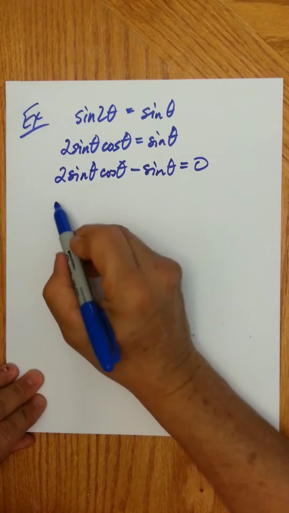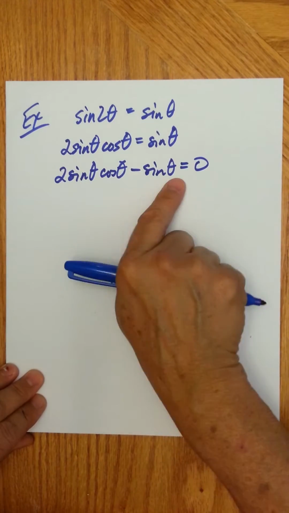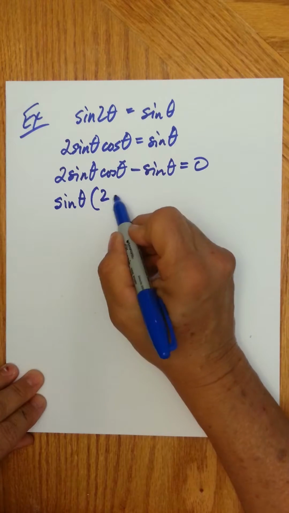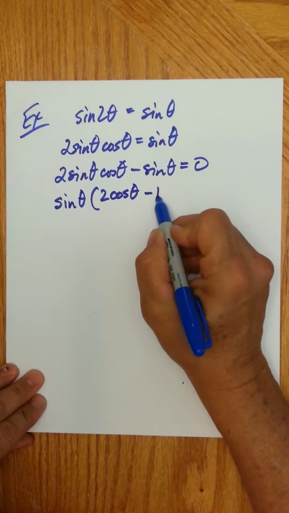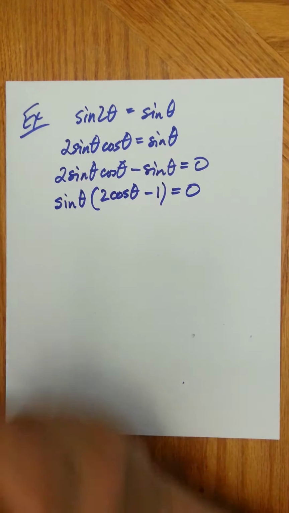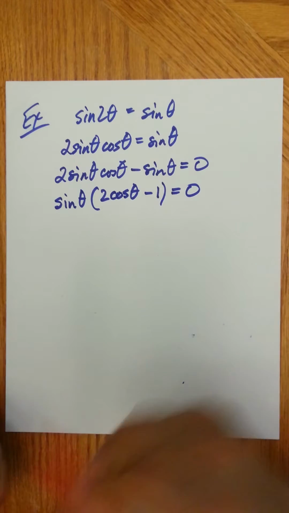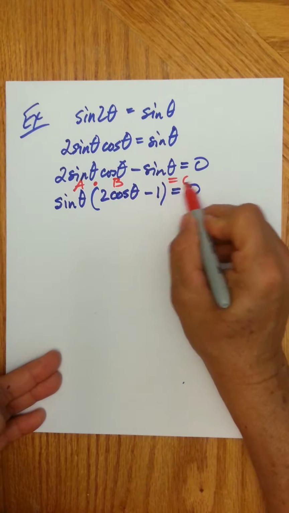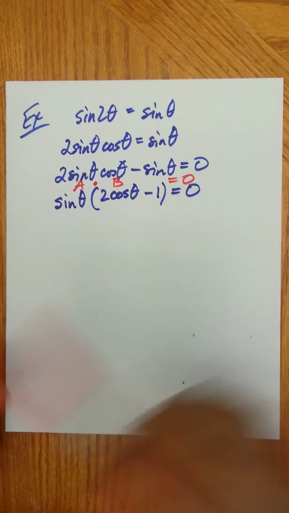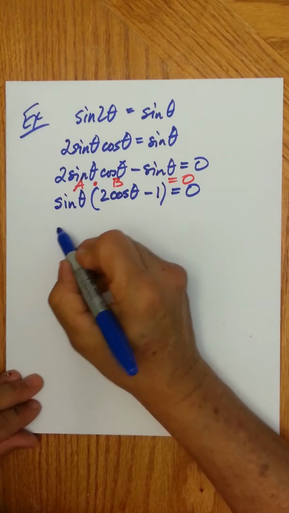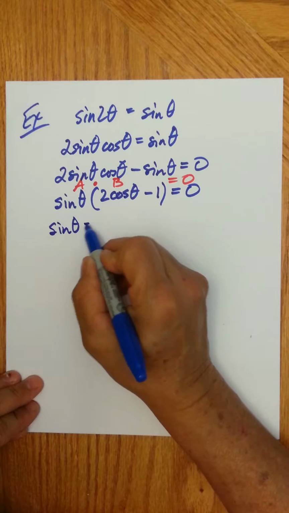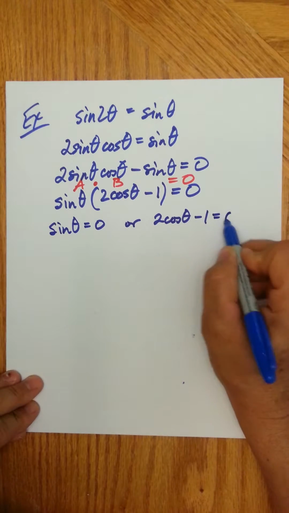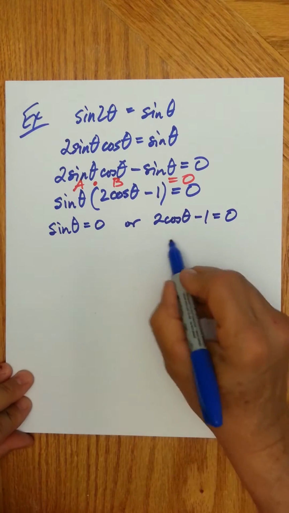And now I can factor and say, okay, what's common to both of these terms is the sine theta, so I'm going to factor it out. And I'll be left with 2 cosine theta minus 1. Right? And again, this is from the theory. I have a product A times B equals 0. If I have a product equal to 0, one of the factors must be 0. So I can say either sine of theta is 0, or 2 cosine theta minus 1 is 0. And now here, let me go ahead and finish.